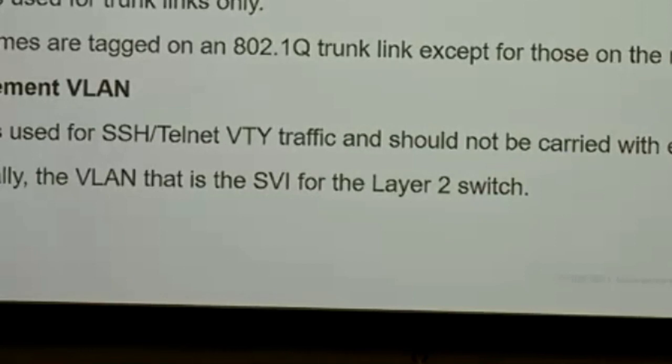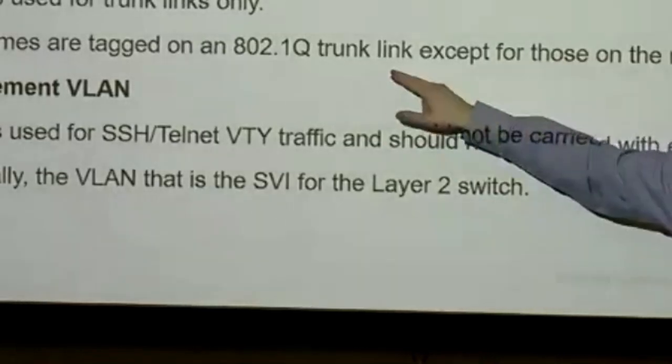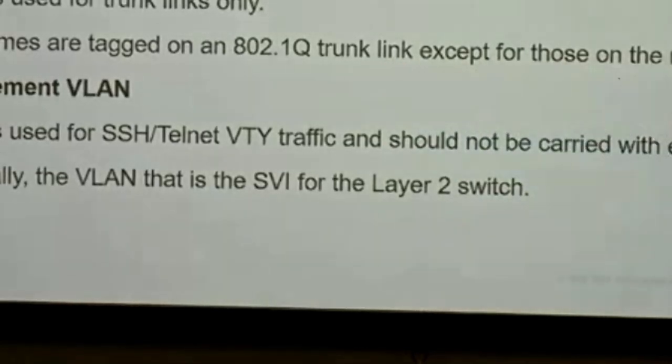All frames are tagged if they go through a trunk except for the native VLAN. Data should not originate on the native VLAN, okay? All data should be tagged. If it's not tagged, it ends up on the native VLAN, and there are some security issues with that, performance issues. And the user's probably going to be looking at their computer offline saying, what the heck?